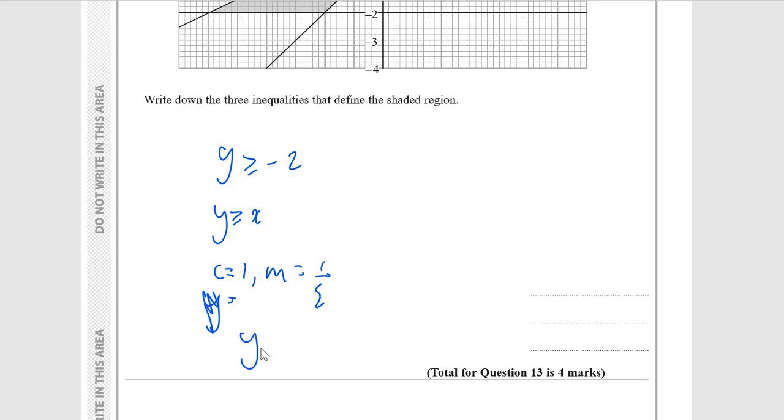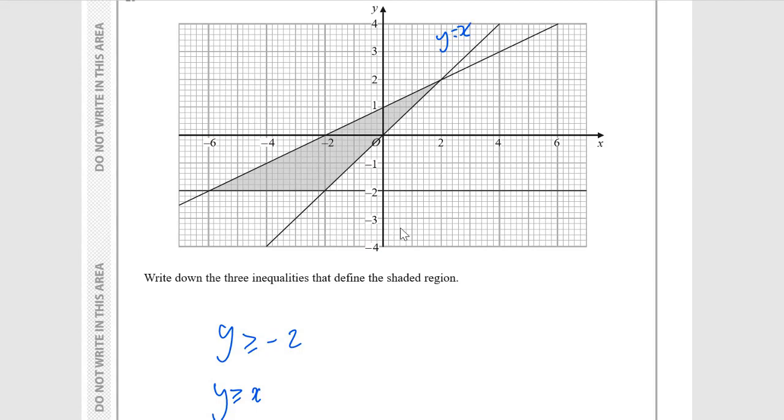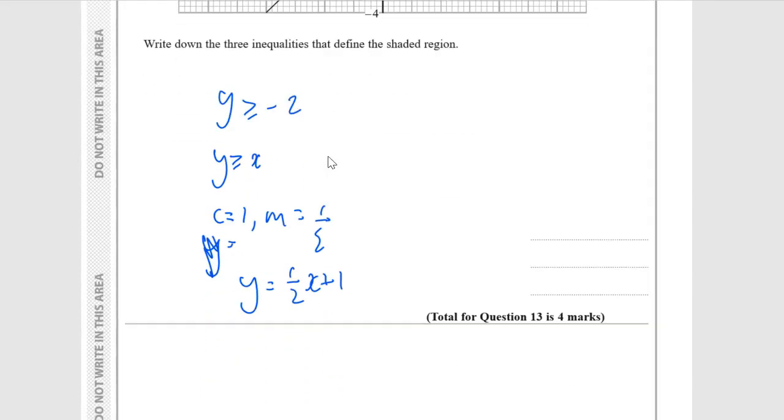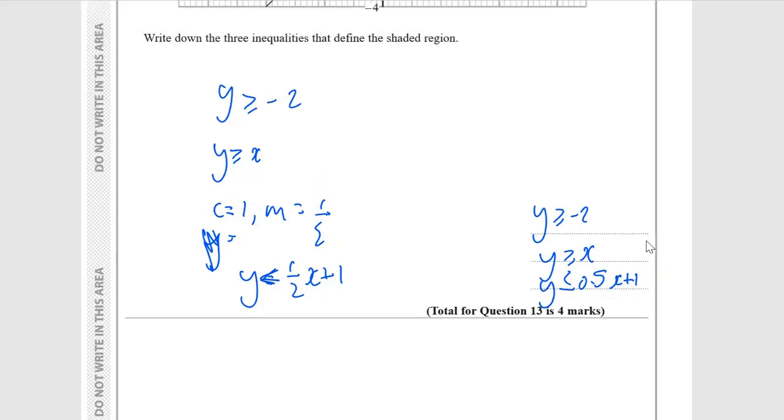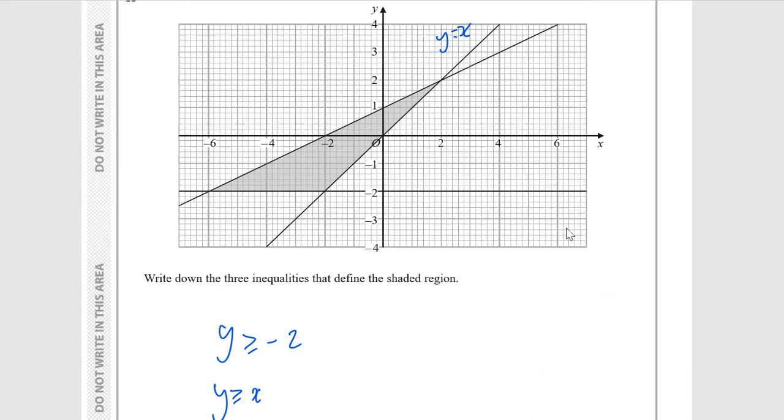So that means the equation of that line is half x plus 1, and we can see that y is going to be less than or equal to. So we have y is greater than or equal to -2, y is greater than or equal to x, and y is less than or equal to 0.5x plus 1. That will give us the shaded region.